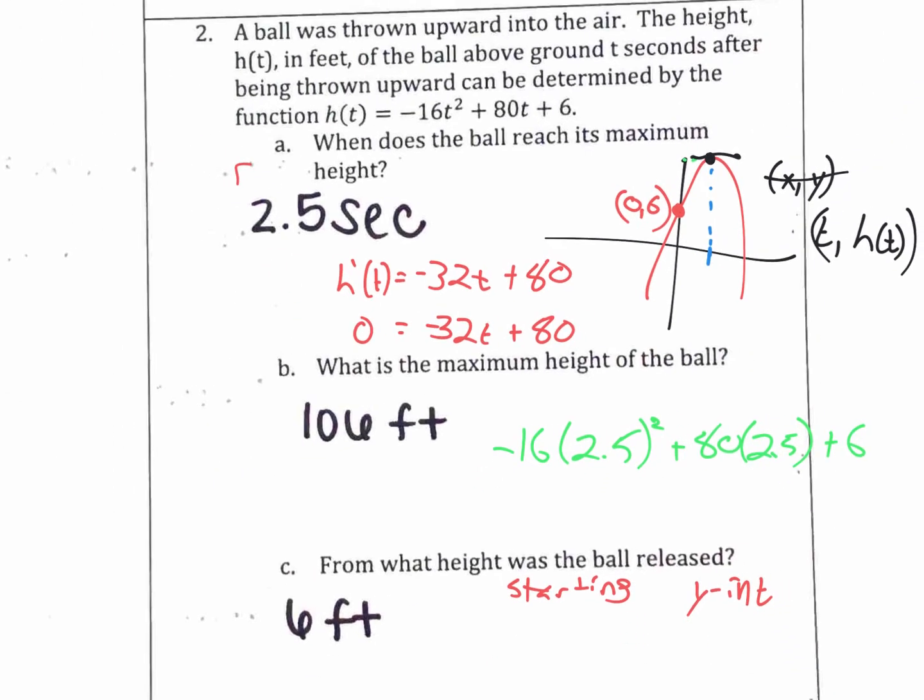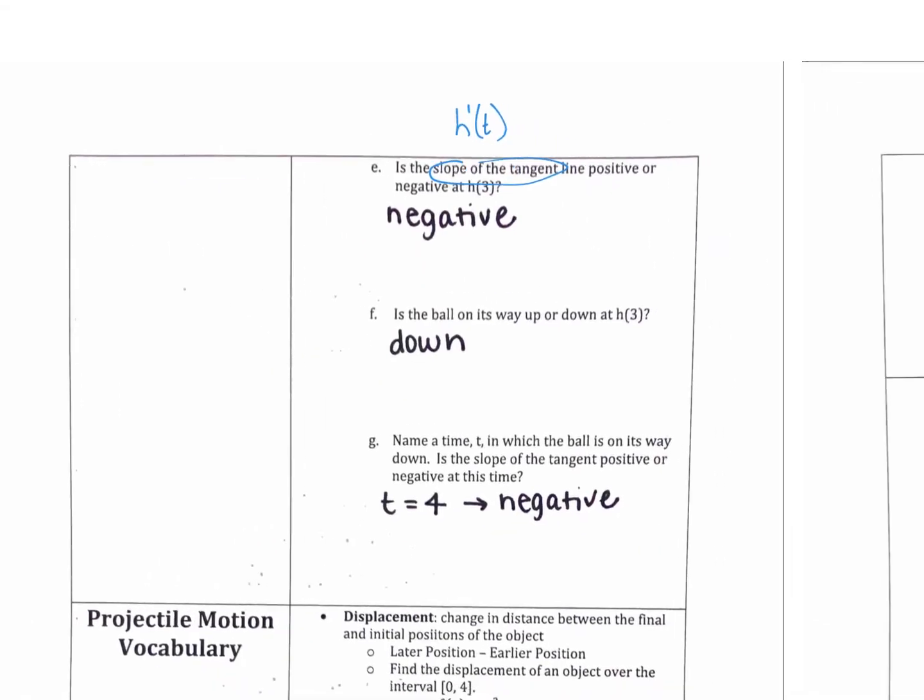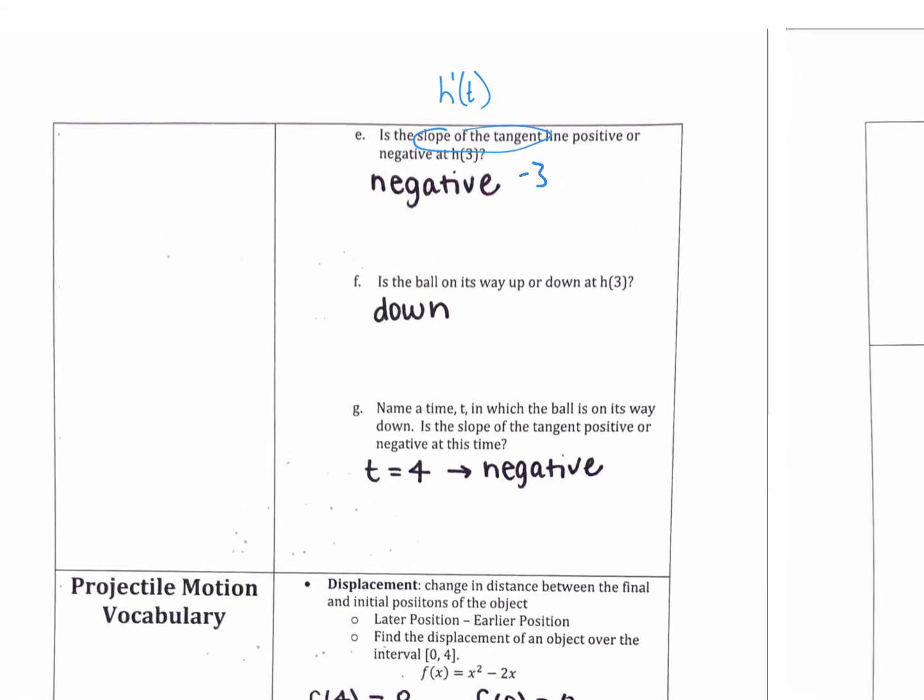And I want to know when t is 3, what is the value of that thing? So let's figure this out. Negative 32t plus 80. And we're plugging in 3 for t. Well, this would be negative 96 plus 80. That would be negative 16. So the slope is negative. Well, if the slope of the tangent line for a position graph is negative, that means the ball is falling at 16 feet per second. Because it's negative, I know it's falling.